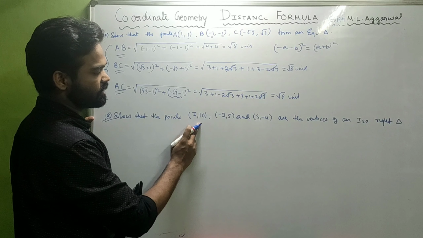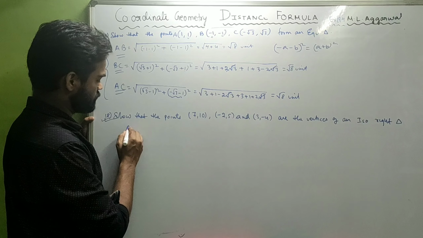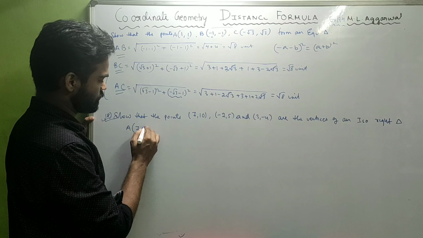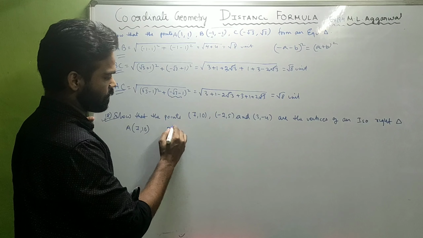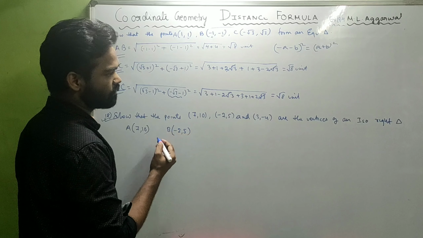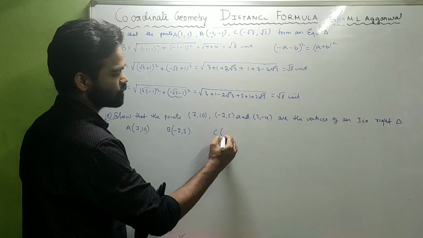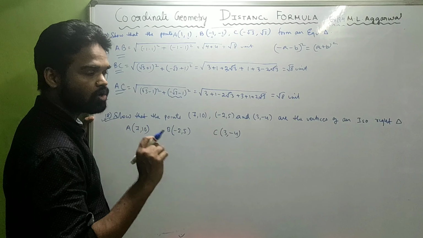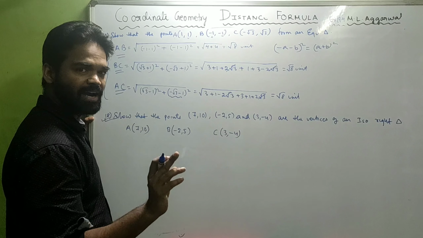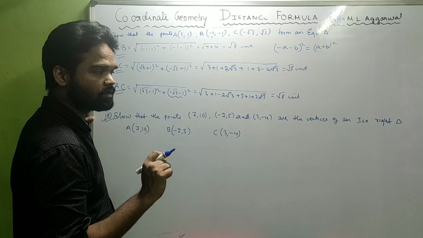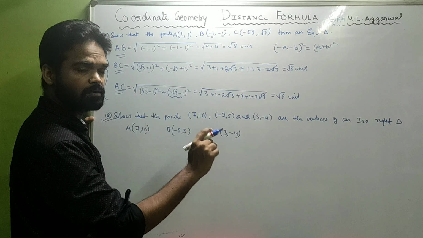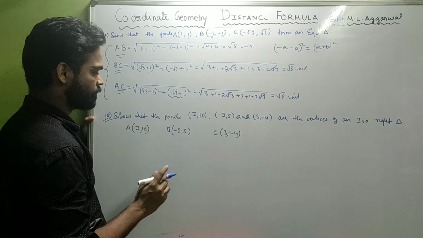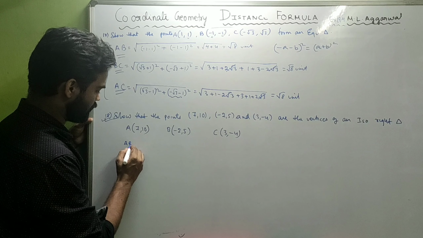Let us see number 18. Show that the points A is 7, 10, B is minus 2, 5, and C is 3, minus 4 are the vertices of an isosceles right triangle. For isosceles, you will see that two sides are equal, and for right triangle, the Pythagorean theorem will hold. Very easy. Just find AB first.